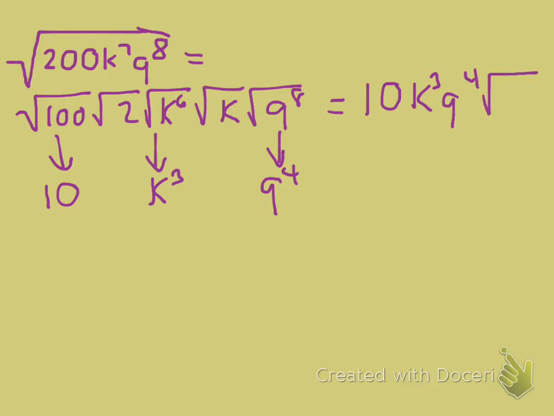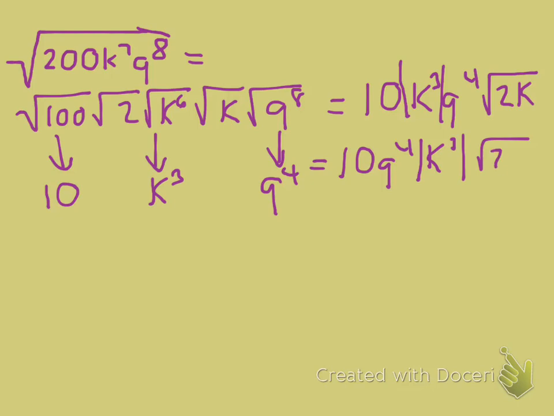root 2k. One small thing I have to deal with, because this is a square root problem, is the eventuality that k cubed could be negative, so I do have to put the absolute value bars around k cubed. So I'm going to clean this up a little bit. I have 10 q to the 4th, absolute value of k cubed, root 2k. It's kind of messy, but that is now simplified. All right, here's our second example.